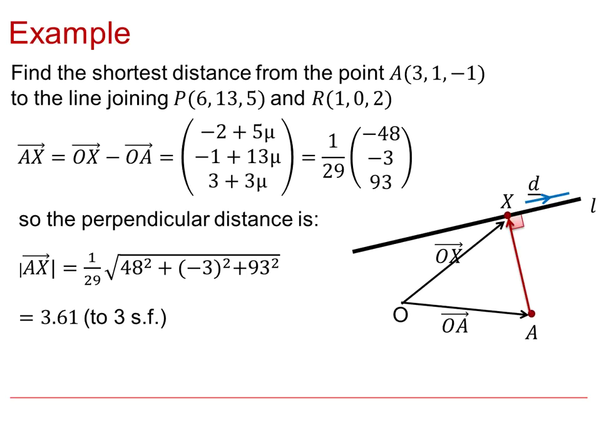Okay, so these values here have been obtained using mu equals 14 over 203, which weren't particularly nice calculations, but we're fine using a calculator. Now we know AX, we can find the modulus of AX, and this will give us this perpendicular distance D. So, taking out the fraction part 1 over 29, we've just used the normal Pythagoras to find that perpendicular distance, and it turns out to be 3.61 to 3 significant figures.